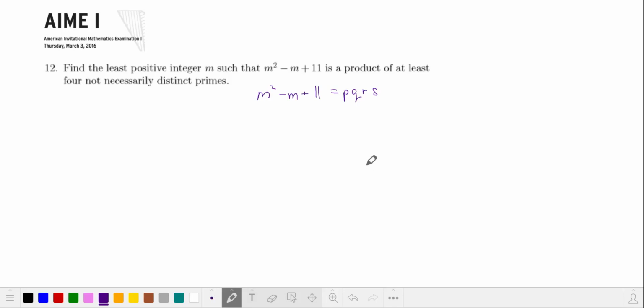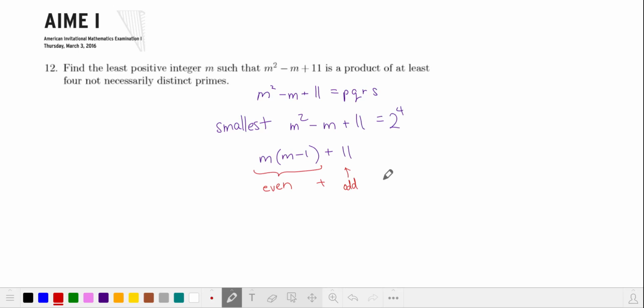We can begin by thinking about what is the smallest possible value for this expression. Since our 4 primes don't need to be distinct, we can choose to write this as equal to 2 to the 4th power. This term is even. This term is odd. Even plus odd is odd, so this can't be equal to 2 to the 4th power.